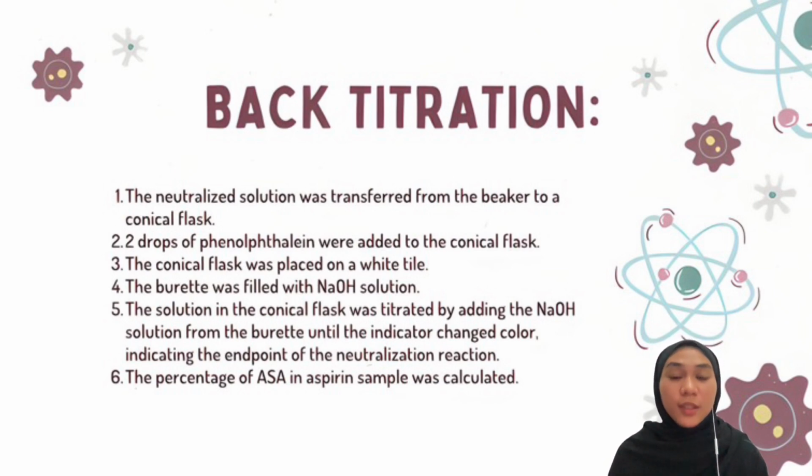the beaker to a conical flask, and then 2 drops of phenolphthalein were added to the conical flask. After that, the conical flask was placed on a white tile and the burette was filled with sodium hydroxide solution. The solution in the conical flask was titrated by adding the sodium hydroxide solution from the burette until the indicator changed color, which indicates the endpoint of the neutralization reaction. And lastly, the percentage of acetyl salicylic acid in the aspirin sample was calculated.